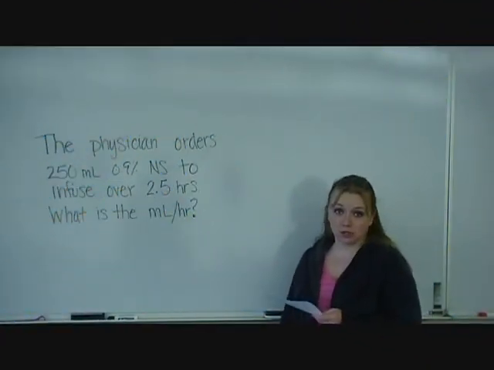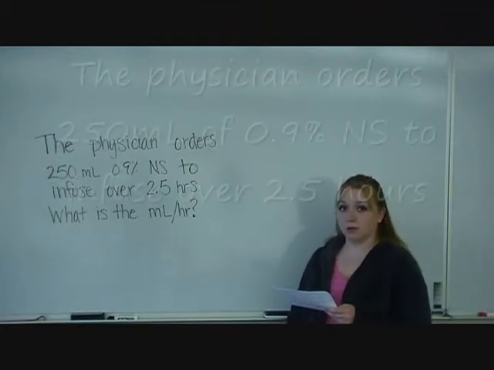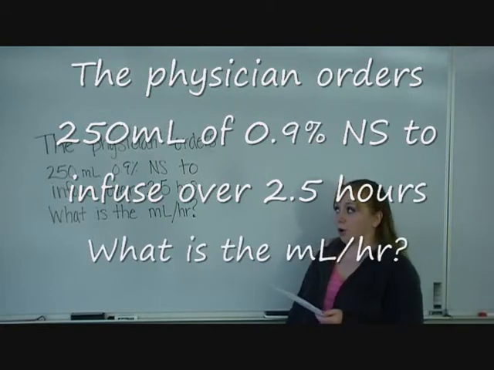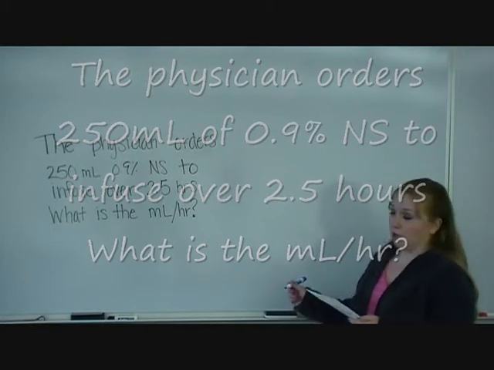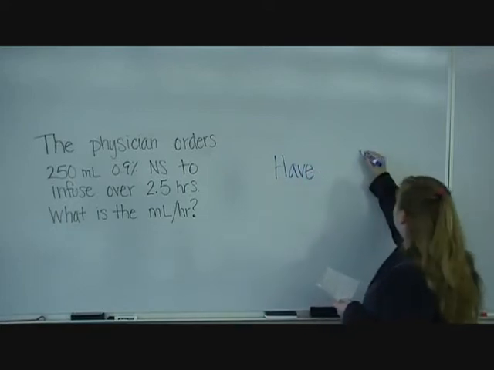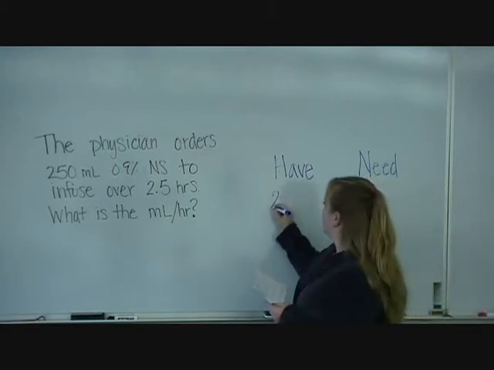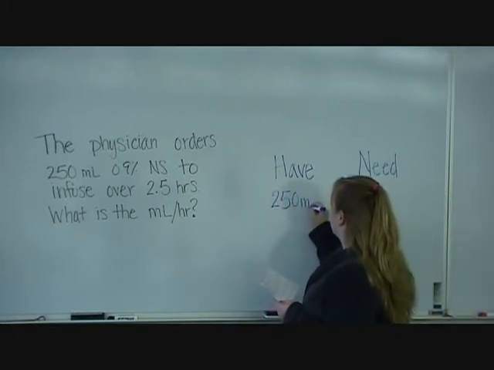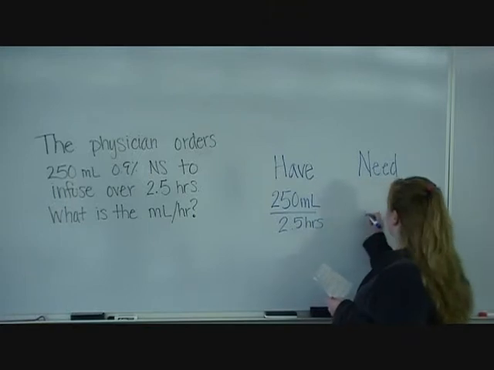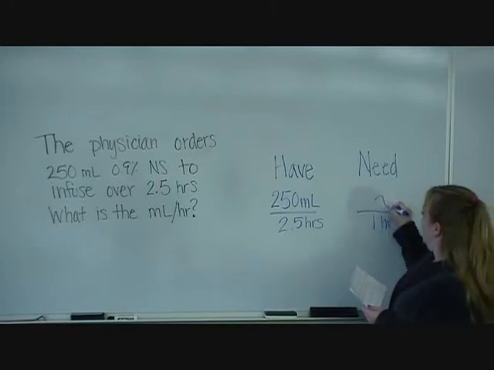My name's Mia, and I'm going to show you how to do an infusion rate problem. The physician orders 250 milliliters of 0.9% normal saline to infuse over 2.5 hours. What is the milliliters per hour? So first you need to figure out what you have and what you need. So you know that you have 250 milliliters over 2.5 hours. And you need to know how much is infusing per hour. So 1 hour, and that becomes an X.